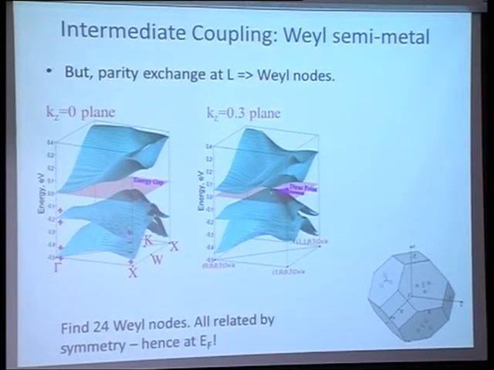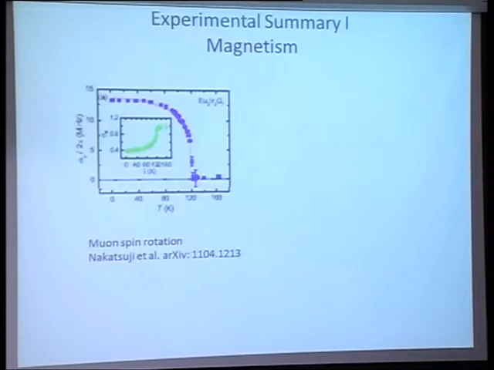It's actually quite generic to get band touchings in three dimensions. But the nice thing over here is that they're all at the Fermi energy, because they're all related by symmetry, and then Luttinger's theorem tells you the Fermi energy has to go through them, just like in graphene. So that was the electronic structure. We predicted that it's a magnetic Weyl semimetal, at least for some of these values of A, some of these elements.